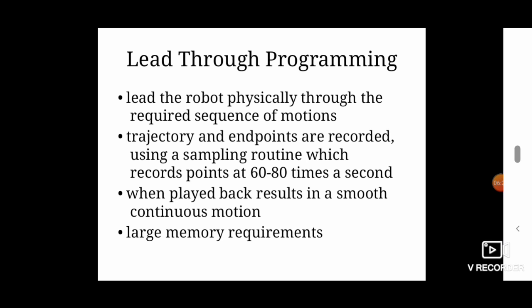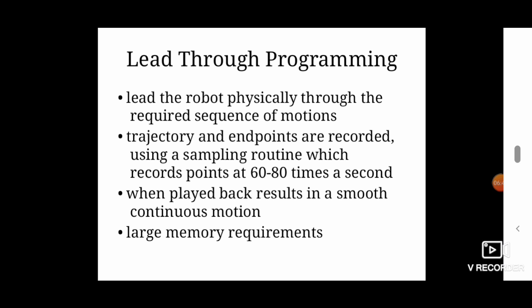Lead through programming. Lead the robot physically through the required sequence of motion. Trajectory and endpoints are recorded using the sampling routine, which records a point 60 to 80 times in a second. Playback results in a smooth continuous motion. Large memory is required. That means lead through programming.